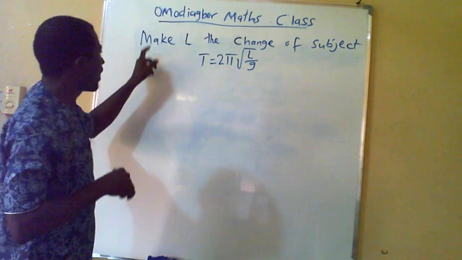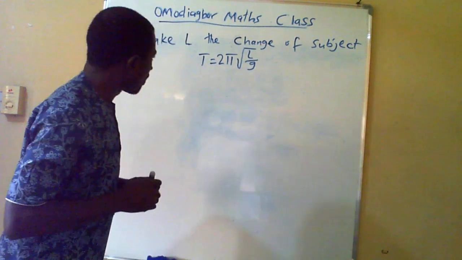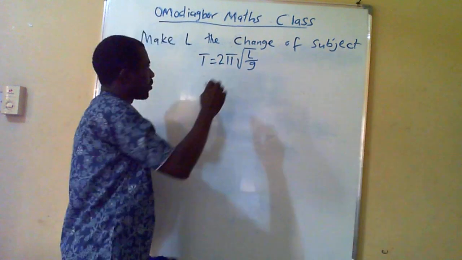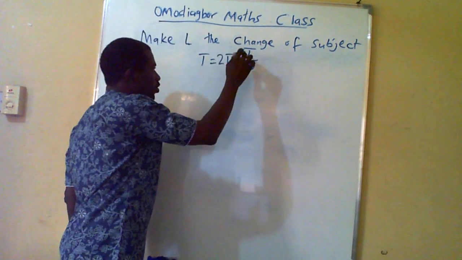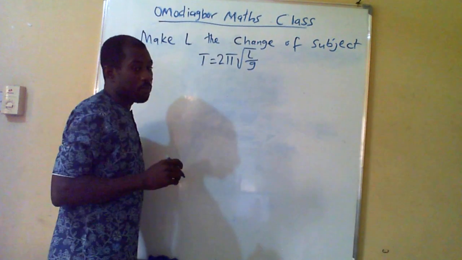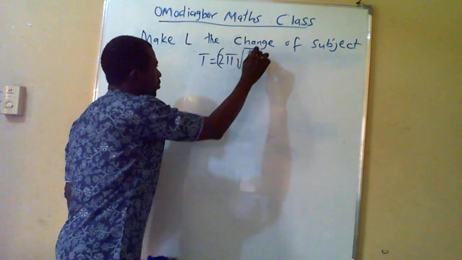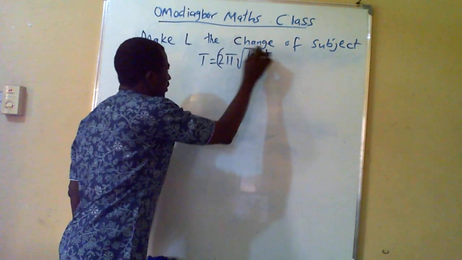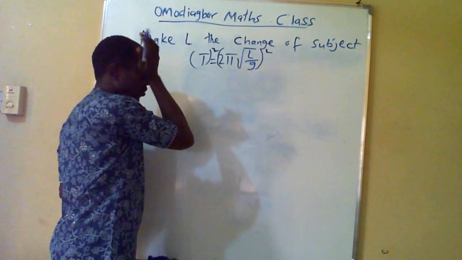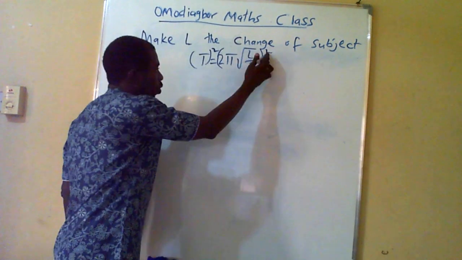So make L the change of subject. The first thing to do, remember we are looking for what? L. For us to remove this square root, we square both sides. If you square both sides, this square will take care of this square root.